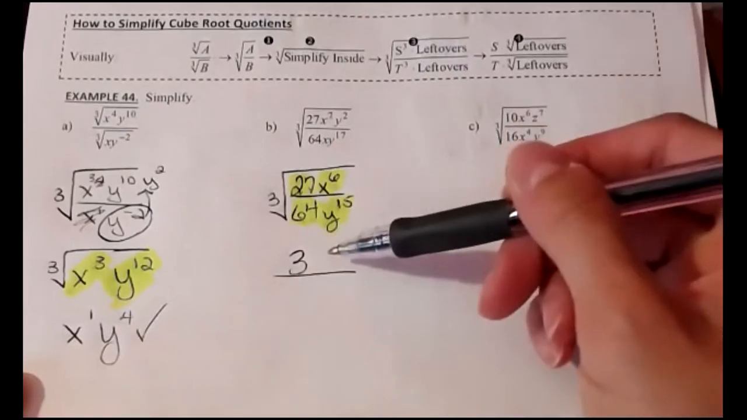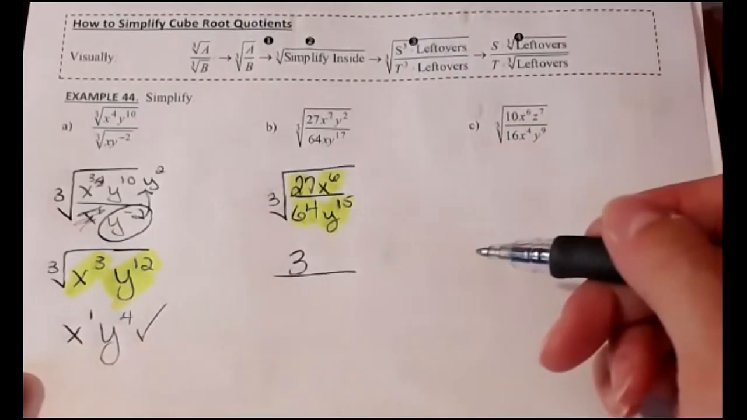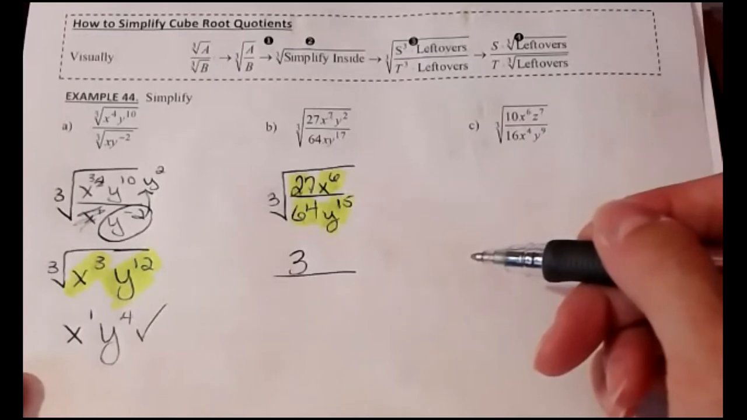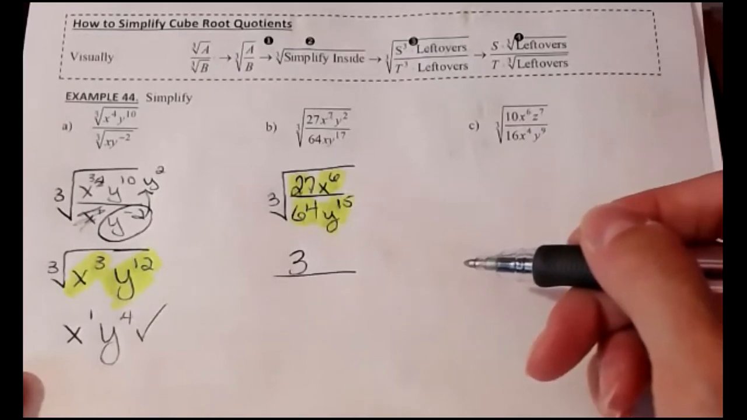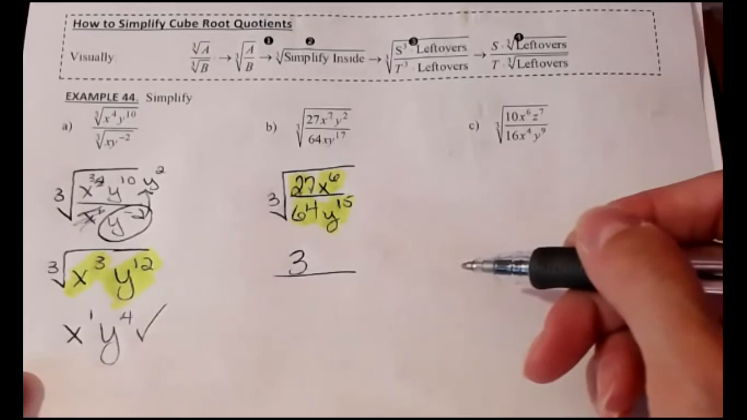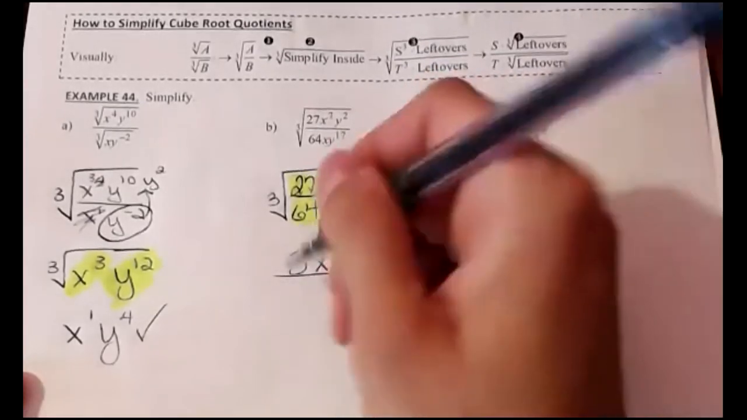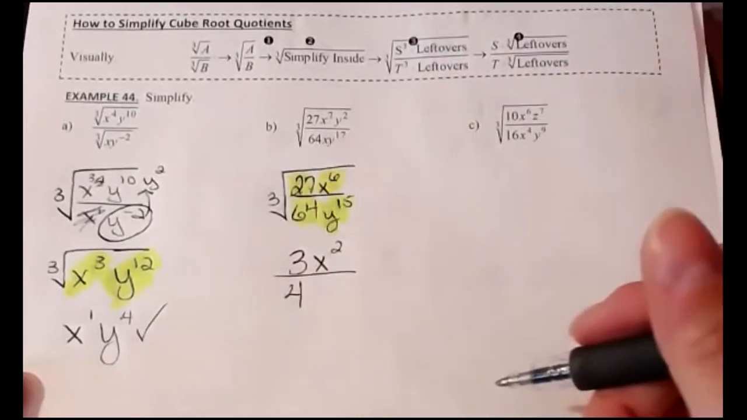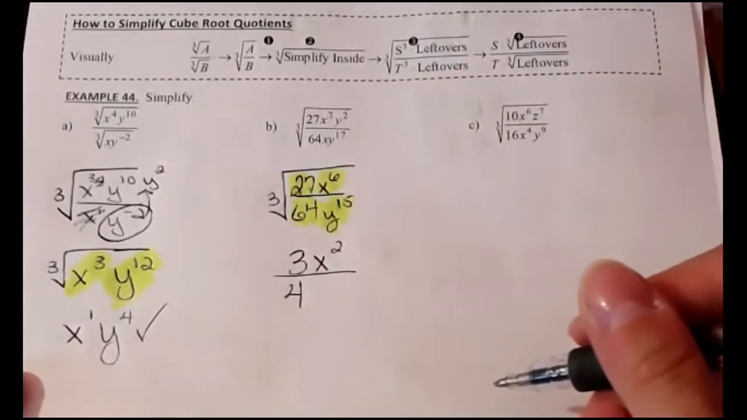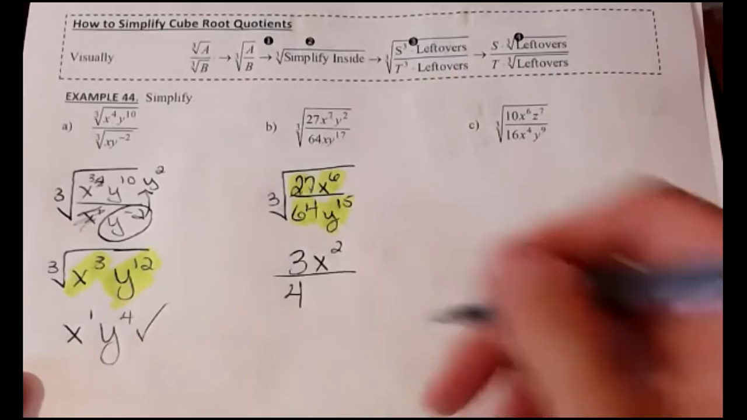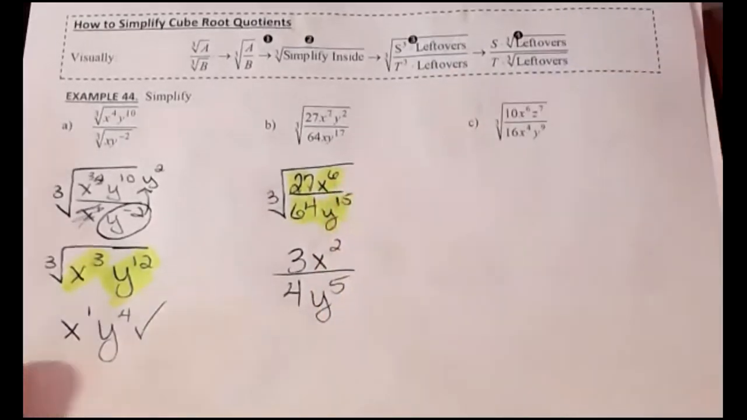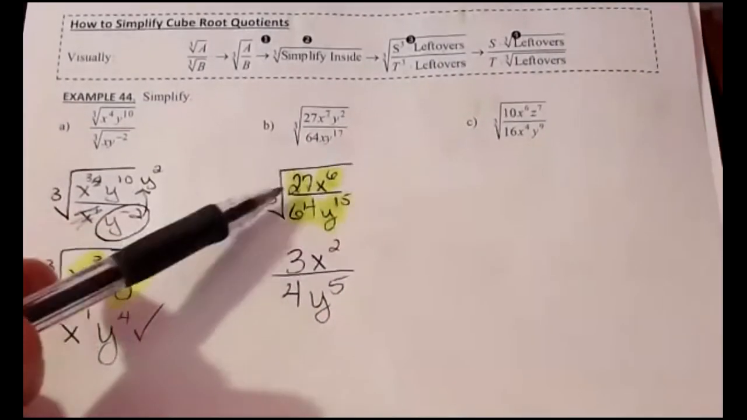Over 4. What else is in the numerator? X to the 2nd. Yeah, x to the 2nd. You said there was a 4 in the denominator? Absolutely. And y to the 5th. Yes, perfect. 6 divided by 3, 2. 15 divided by 3, 5.